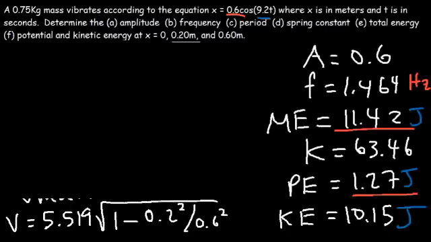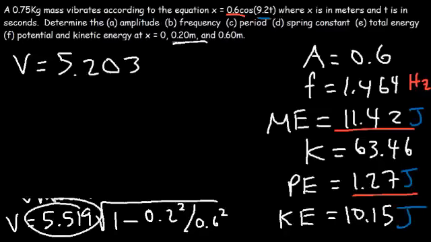0.2 squared divided by 0.6 squared is basically 1 over 9, which is 0.1 repeating. 1 minus that is 0.8 repeating. Take the square root, and then that's 0.9428 multiplied by 5.519. So V at this position is about 5.203. It's slightly less than the maximum velocity.